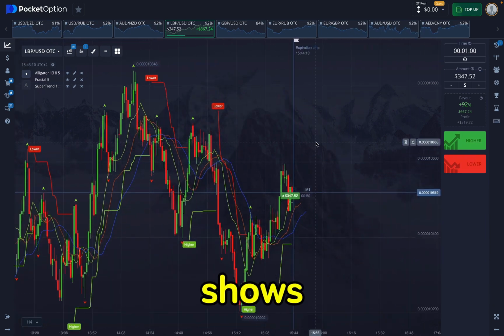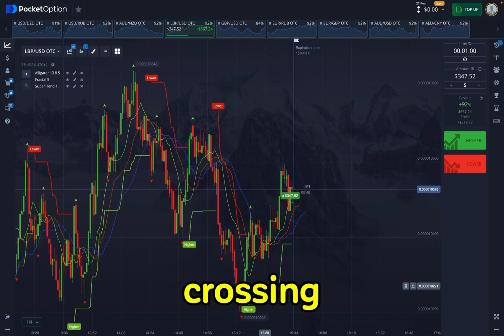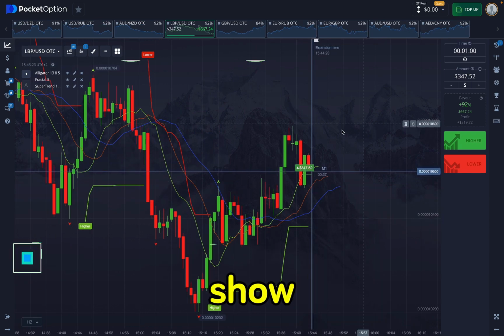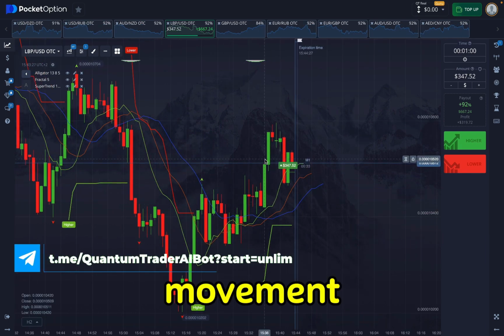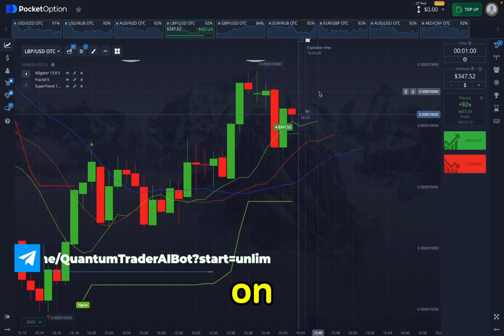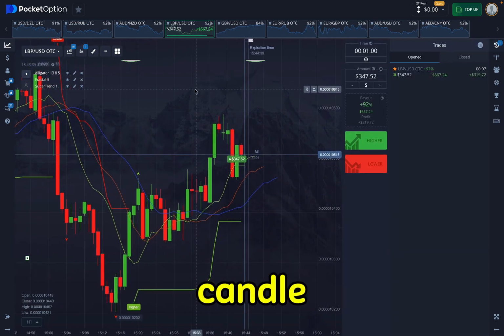The super trend shows an upward direction. There is a crossing of the moving lines of the alligator from bottom to top. They begin to show the upward dynamics, as well as the movement itself. We have crossed the alligator lines, and I open a trade on this pullback in the form of this long candle. Let's see the result.